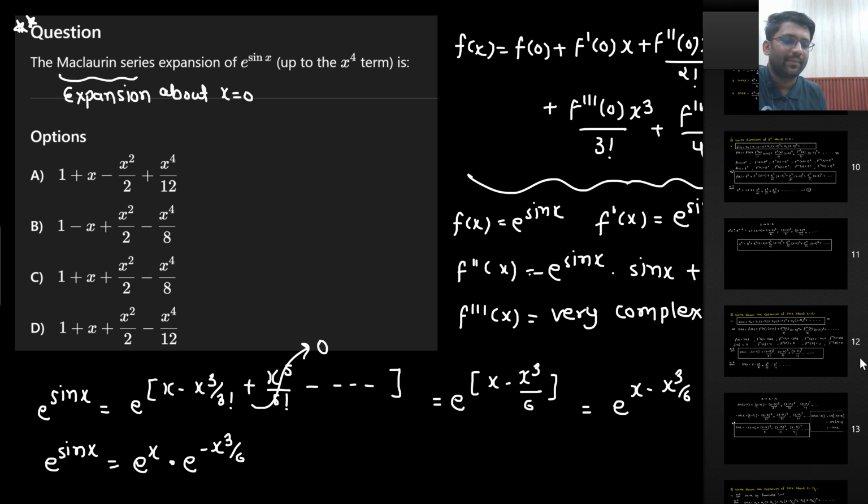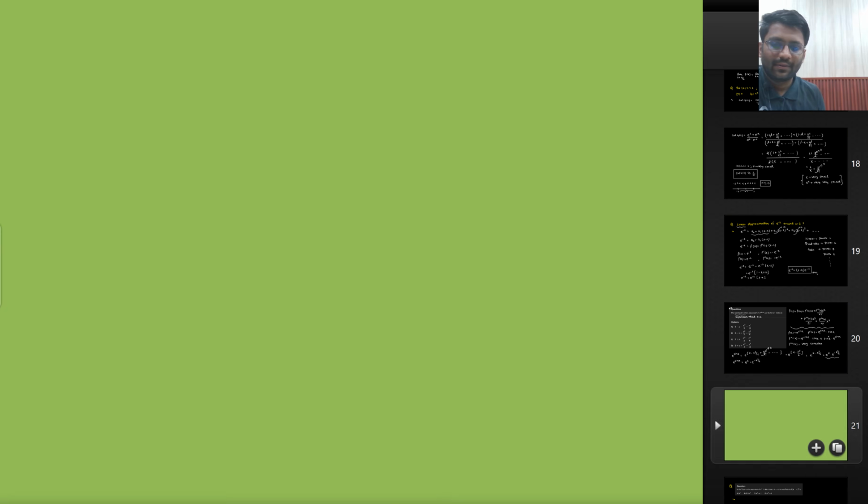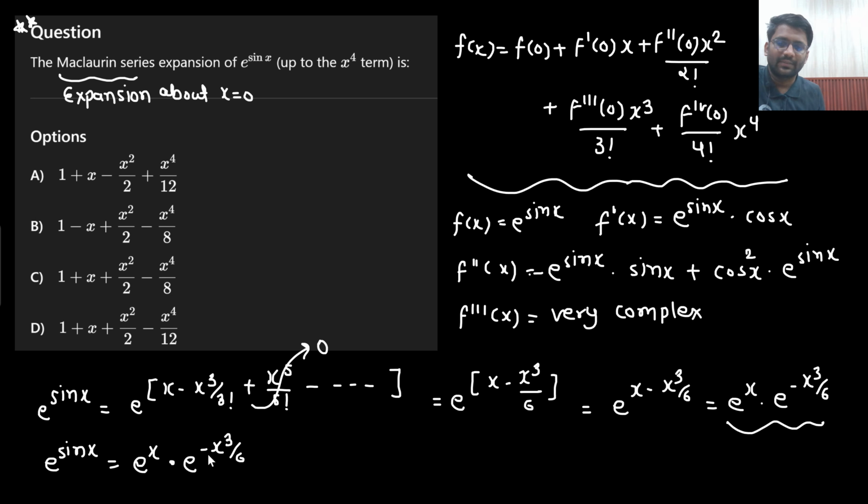Right? Now let me add a page. So e to the power sin x, we have reduced in this manner that e to the power sin x has become e to the power x multiplied with e to the power minus x cube by 6. Do I know the expansion of this? Yes sir. Do I know the expansion of this as well?